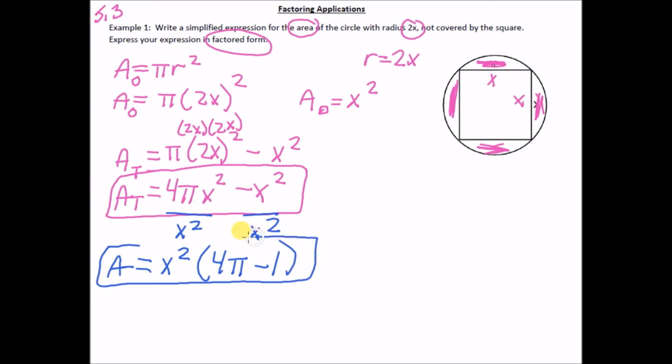And I just want to point out 4 pi and negative 1 are both numbers. This is like 4 times 3. It's about 12 and change. Or 4 times 3.14, so 12.56. And then minus 1. So this is actually here a constant.